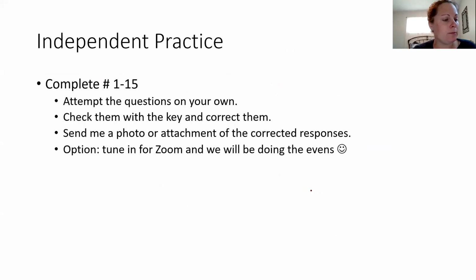Independently, you are going to complete questions 1 through 15. You're going to check them with the answer key and correct them either now or later. You're going to send me a photo of the corrected responses. And today at Zoom, we're going to be doing the even numbers together. So if you want to hold off and wait, I have one more set of notes to get through.